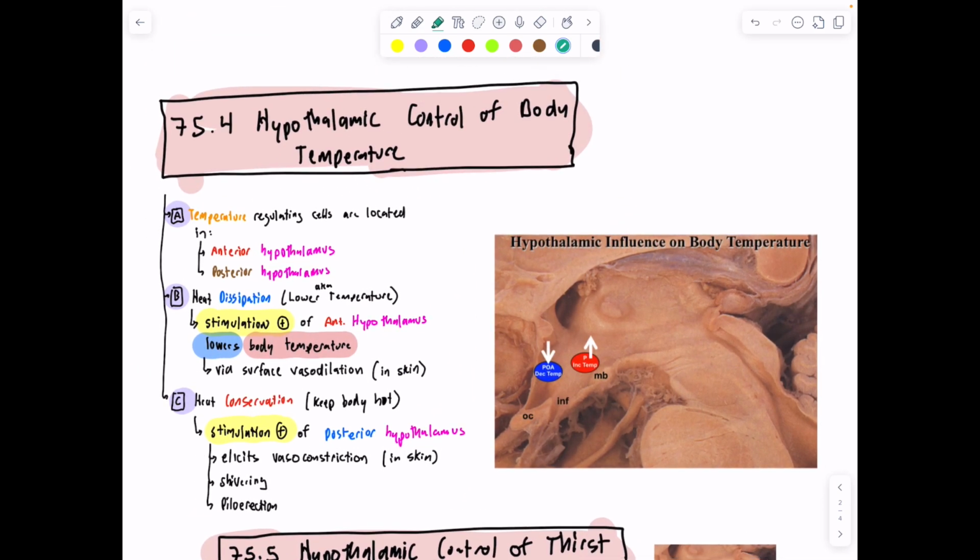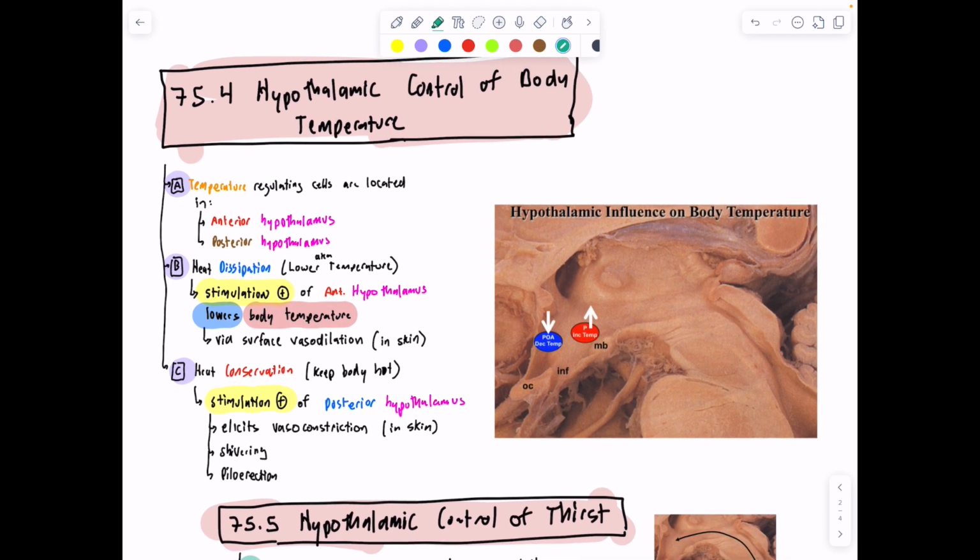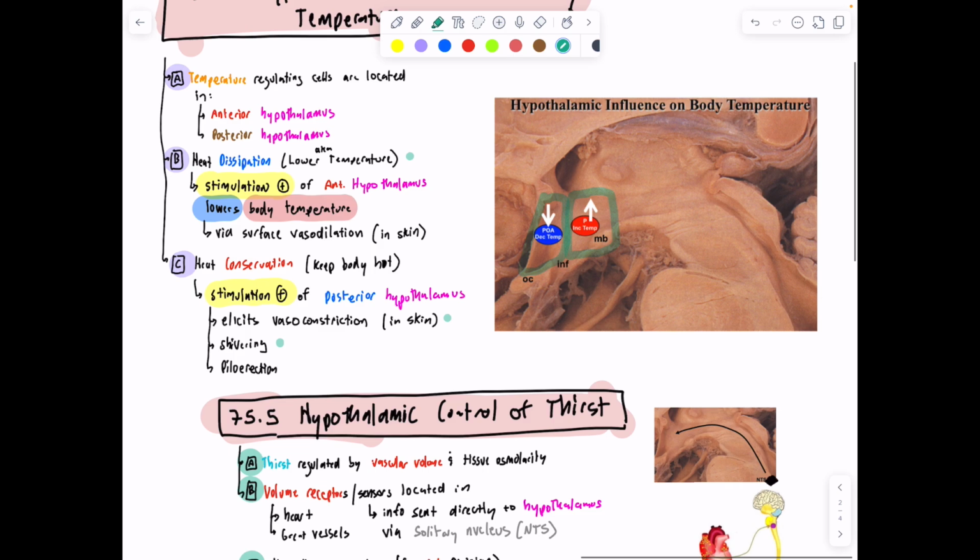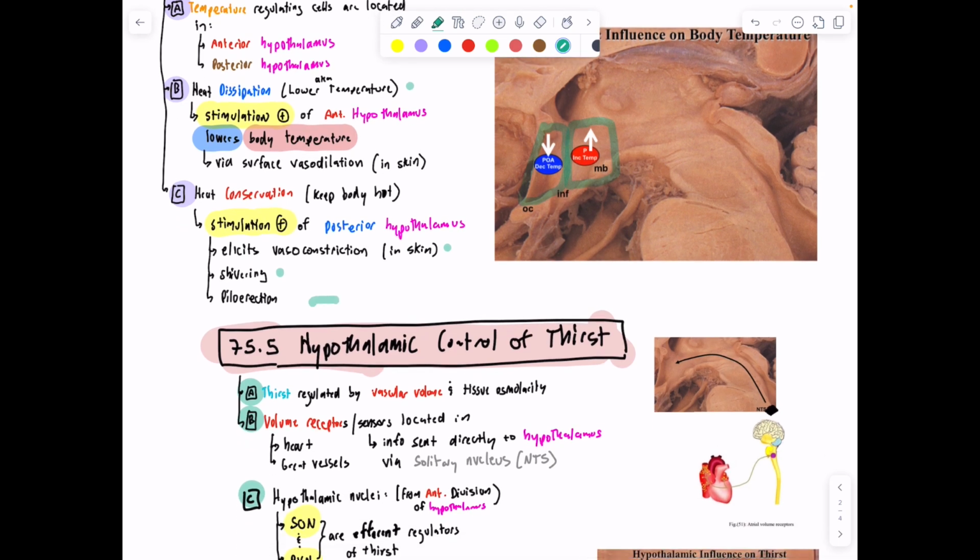So then we have control over body temperature. And so again, we're looking at anterior hypothalamus versus posterior hypothalamus. With temperature, what can you do? You can lower temperature or you can raise temperature, and it's a balance between the two to maintain a constant temperature, right? So the hypothalamus can control body temperature. It can lower temperature by stimulating the anterior hypothalamus. It's going to cause surface vasodilation in the skin. You can conserve temperature, like maintain body heat, or you can raise it by stimulating the posterior hypothalamus. It's going to cause shivering, vasoconstriction in the skin, and basically keep heat from leaving your body, and then piloerection or hair standing up.